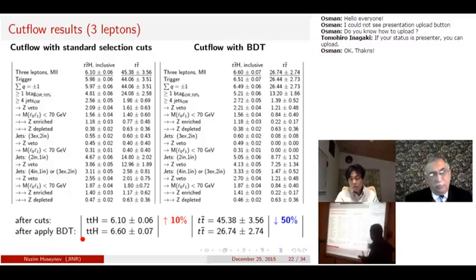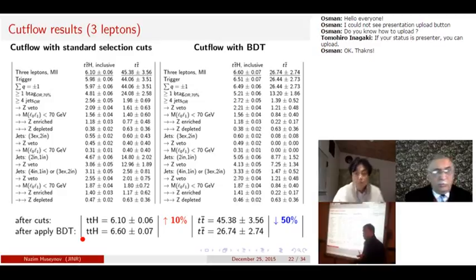When we apply our BDT, we receive the next figures. 6.16 means we have a 10% increase of signal, and for ttbar, 26.74 means closer to a 15% reduction of background. This is meaningful for us, because this result shows that our method is working and we can increase signal and reduce background. And our summary, next slide.